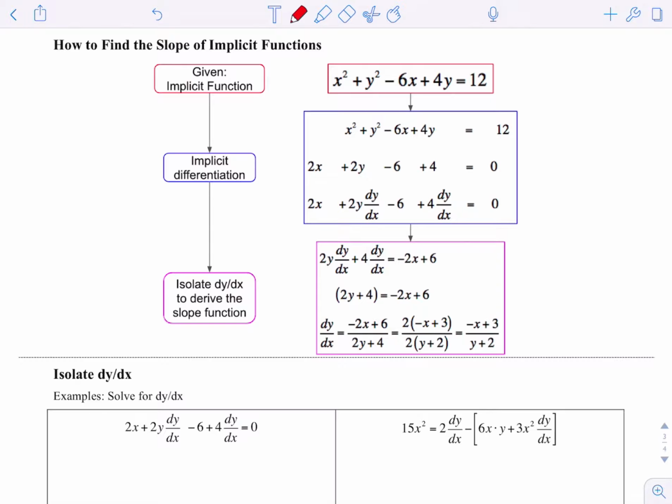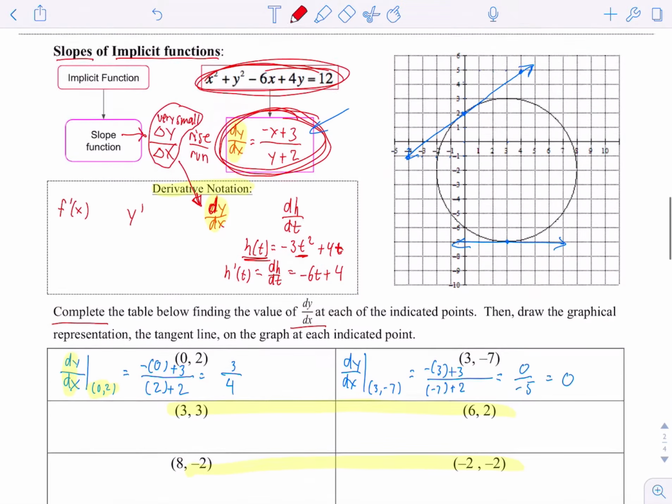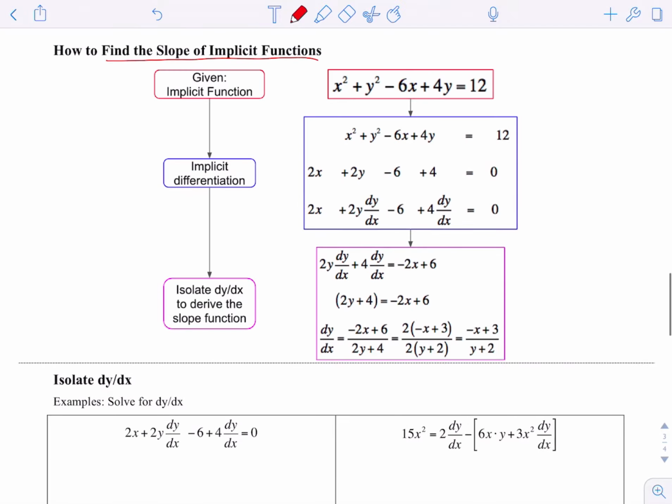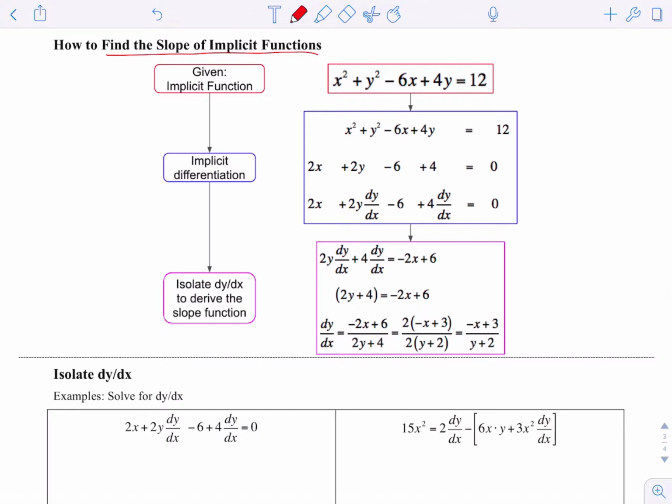Now we want to see the big picture of how to find the slope of implicit functions. Remember in the previous video, I gave you an implicit function and a slope, and I told you that we're going to figure out how to derive this derivative function. Here are the steps. It looks like a lot, so let me break this down.